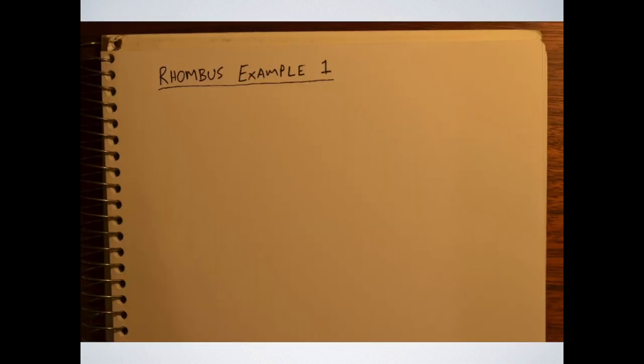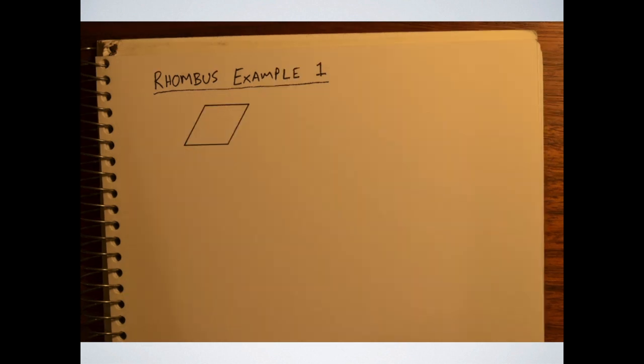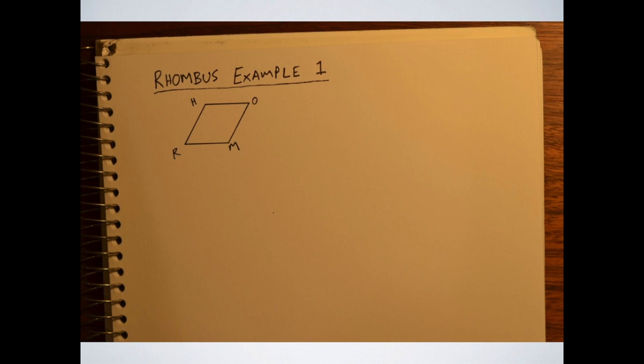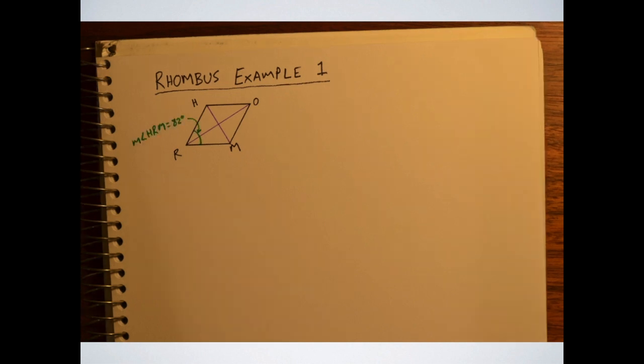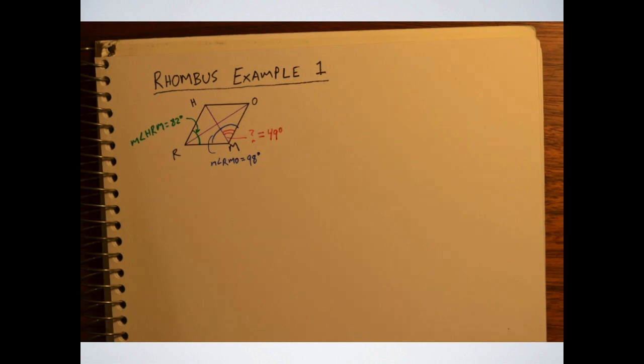So next, a couple of examples with rhombuses. Example number one, I'd like you to sketch a rhombus. Again, the geometer tracer might help you out. We've got rhombus RHOM. If you include the diagonals, let's say we're given that angle HRM is 82. Then how big is angle HMO? Well, we know that consecutive angles are supplementary, so that blue angle there, RMO, would be 98. Then, because we know diagonals bisect opposite angles, the unknown angle would be 49 degrees.